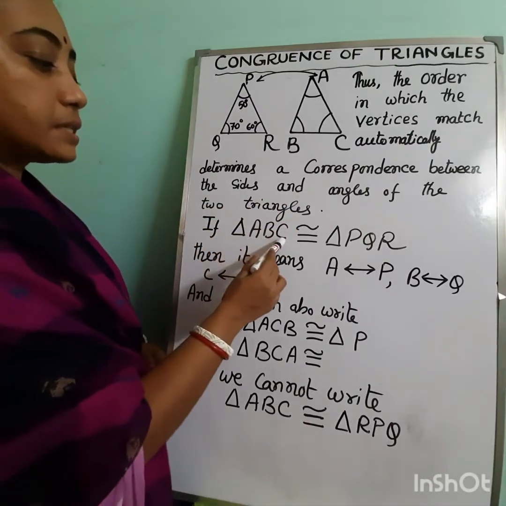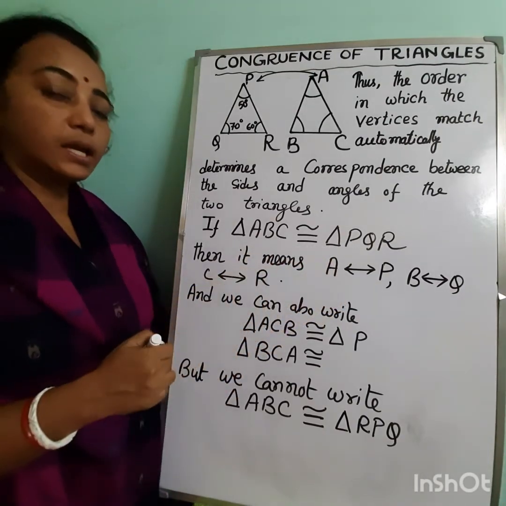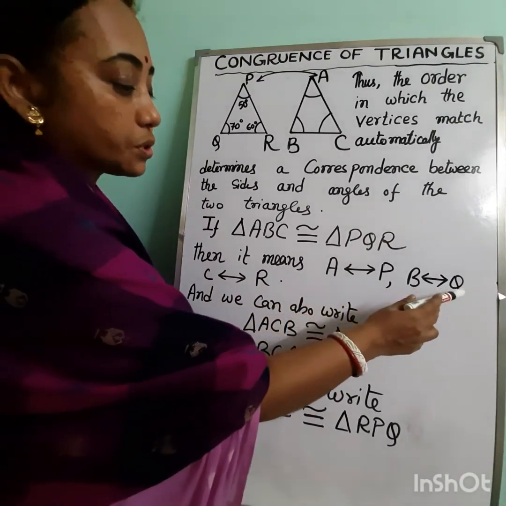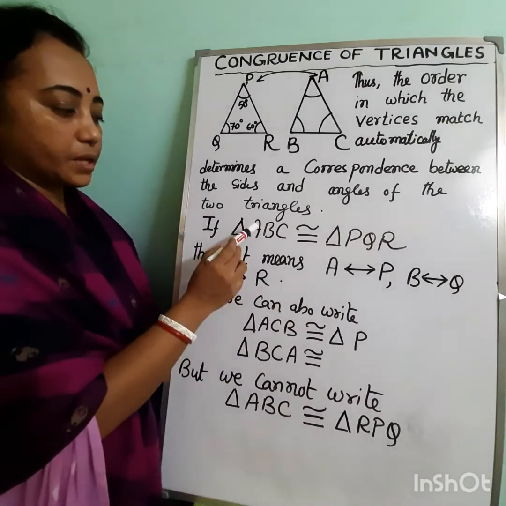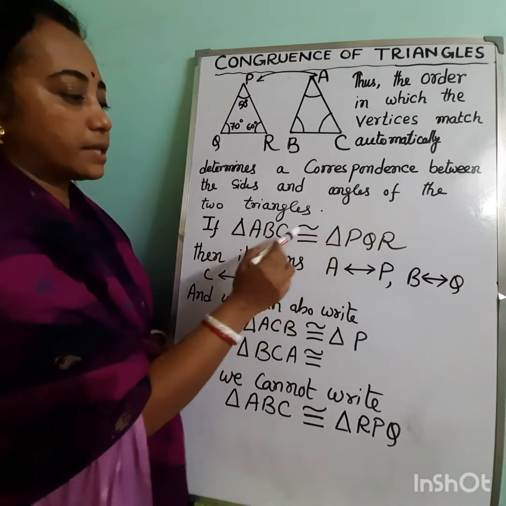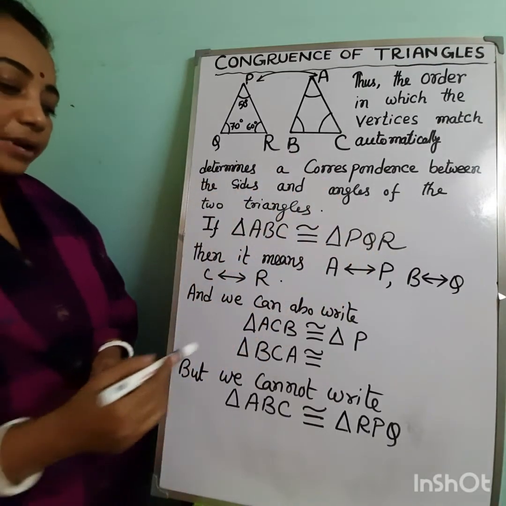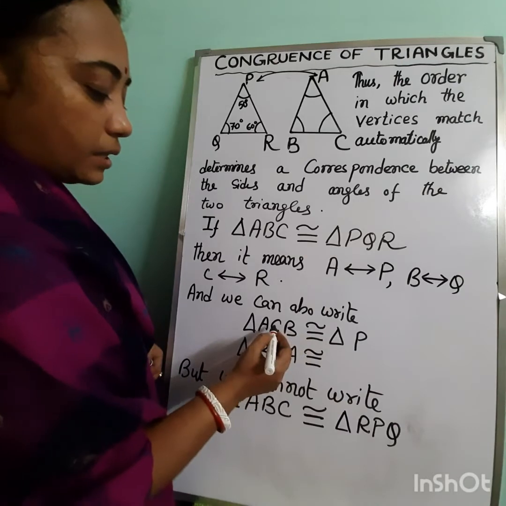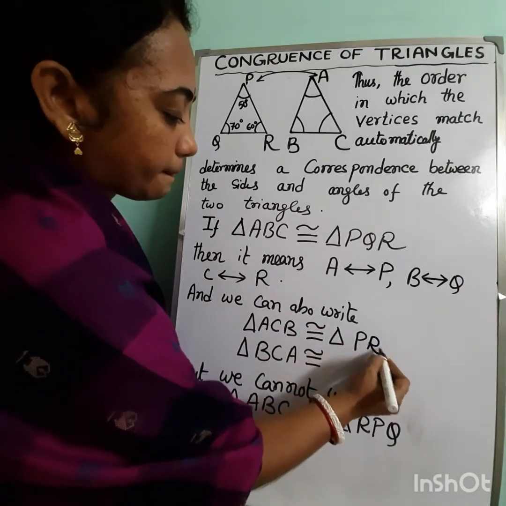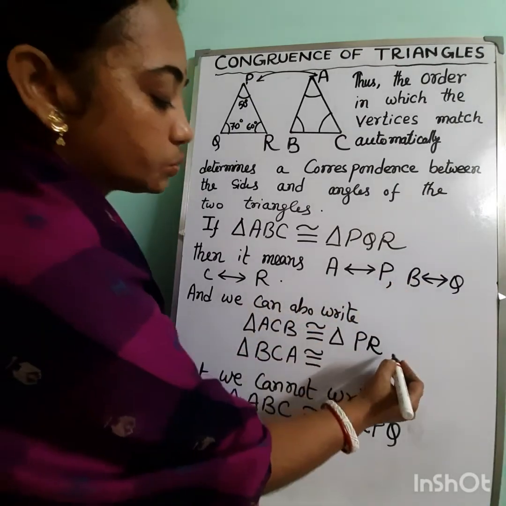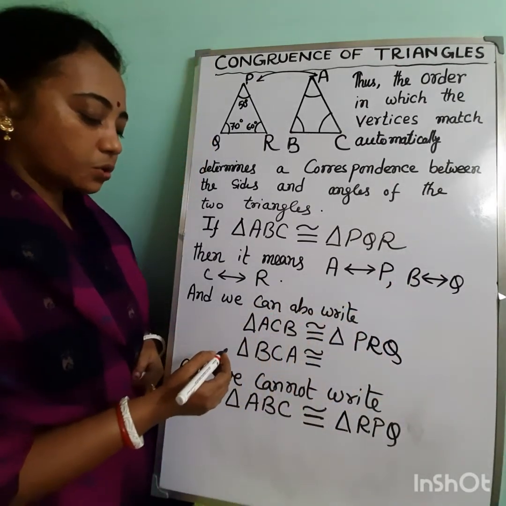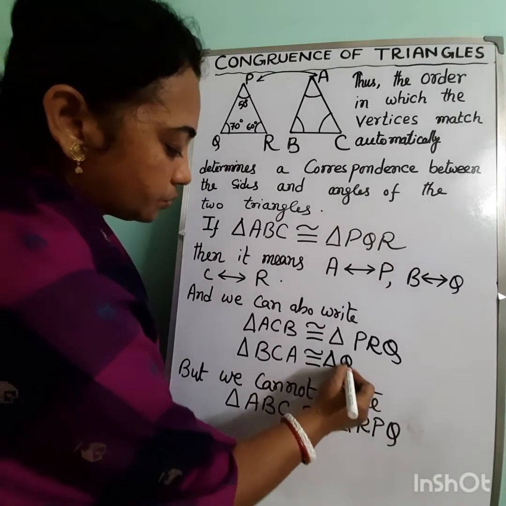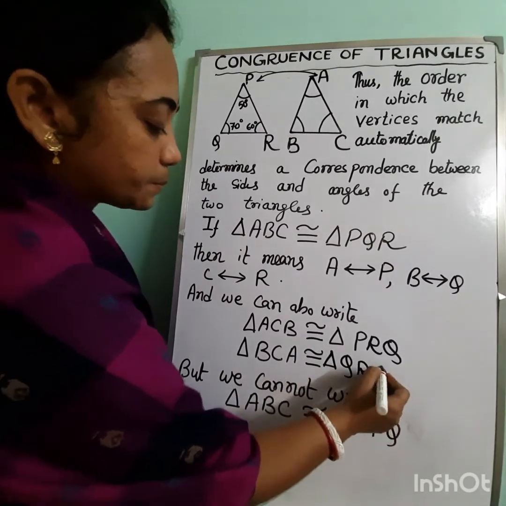So if triangle ABC is congruent to triangle PQR, if it is given, then it means vertex A corresponds to vertex P, B corresponds to Q and C corresponds to R. And we can also write triangle ACB is congruent to triangle, in place of A we write P, C means R, and B means Q. Then triangle BCA is congruent to triangle QRP.